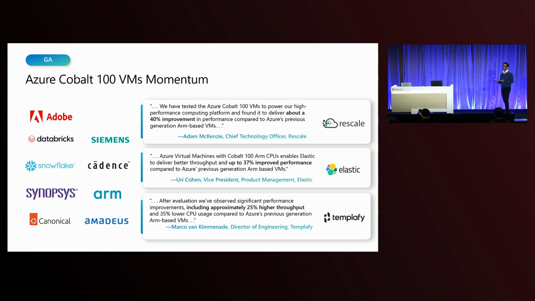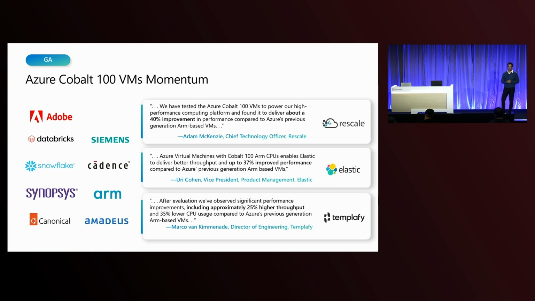And the second and one of the key reasons is the performance and the price performance benefits that Cobalt 100 VMs offer over other architectures. So you can see customers over here like Rescale, Elastic, Templify, all of them are experiencing performance improvements for their workloads. And Templify over here says they see approximately 25% higher throughput at 35% lower CPU usage. This is all compared to the Ampere Ultra-based VMs that we also have today. So that's significant performance benefit that customers are seeing with the Cobalt 100 VMs.